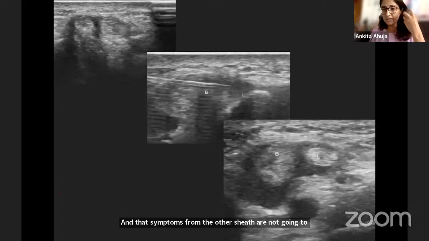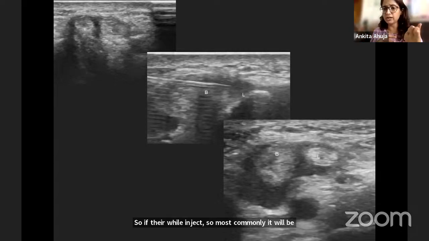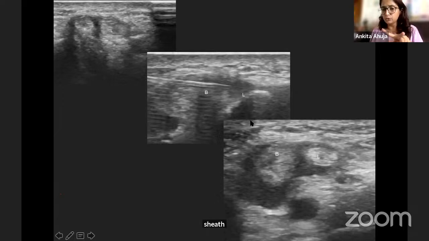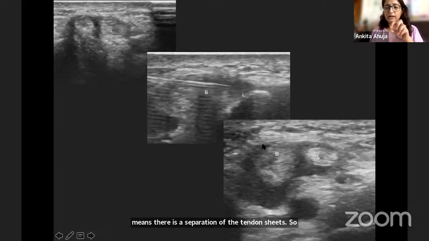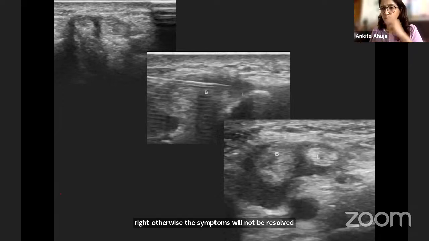So most commonly it will be difficult to make out if it is not inflamed. But while injecting, you are very sure because once you inject, you can see the injectate going into the tendon sheath. If it is going only into one tendon sheath, then it means there is a separation of the tendon sheaths. So you might need to withdraw your needle a bit, come to this tendon sheath also and inject here as well, right? Otherwise, the symptoms will not be resolved because you just injected in one sheath.